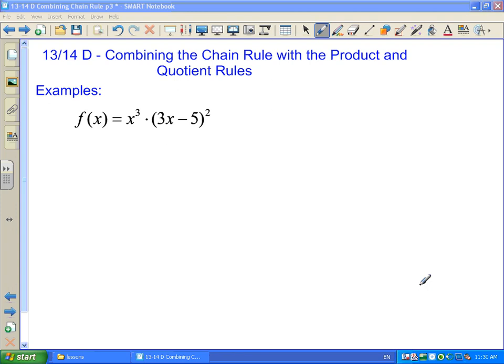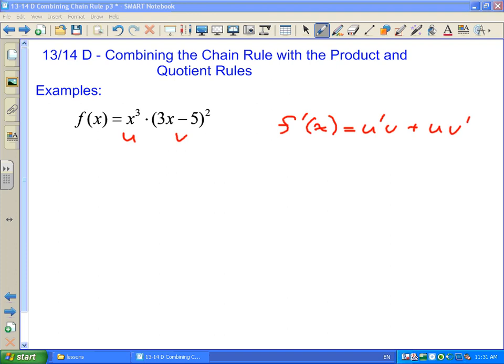Our first one here, we've got this function f of x, which is x cubed times (3x minus 5) squared. And we want to take the derivative of this. The first thing we notice is that we've got two things multiplied together, so we're going to have to use the product rule. This is our u, this is our v, and so our derivative is going to be u prime times v plus u times v prime.